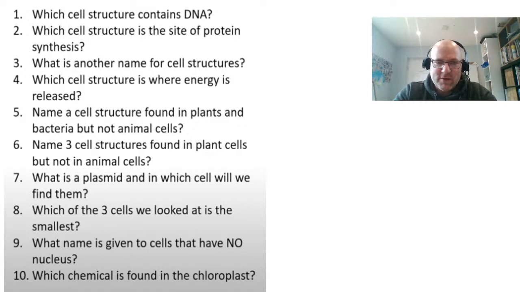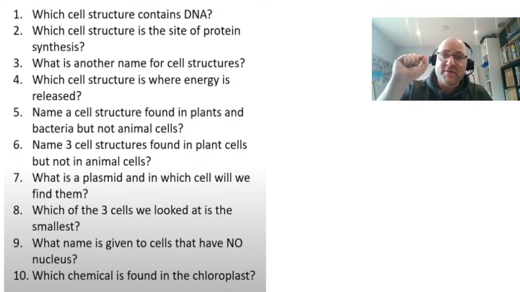Which of these 3 cells we looked at is the smallest? What name is given to the cells that have no nucleus? Yeah, bacteria is the smallest, Sophie. That's right. So for number 8, bacteria is the smallest.